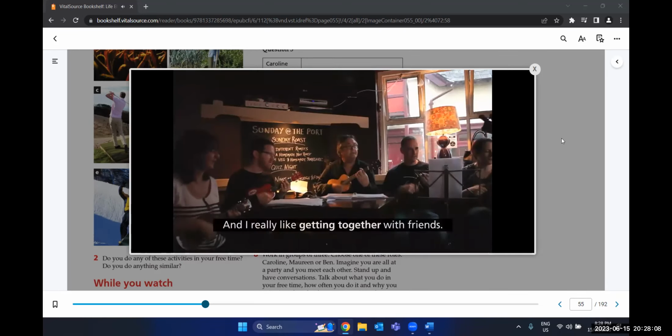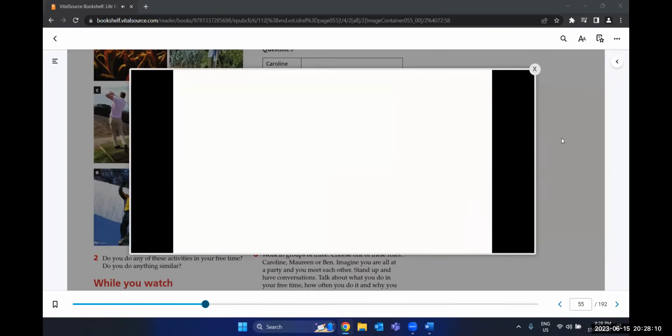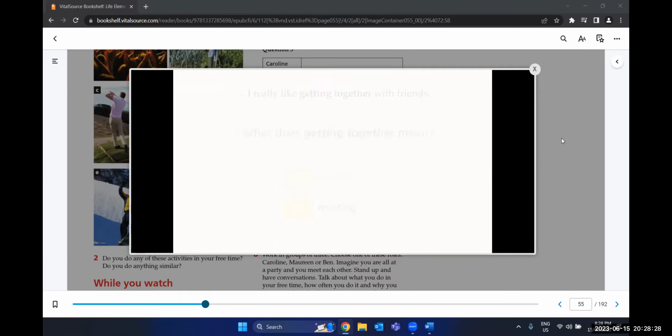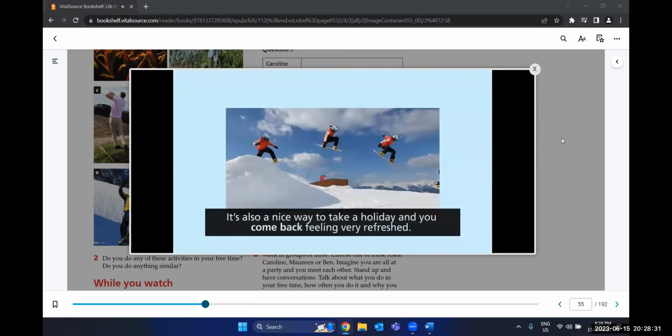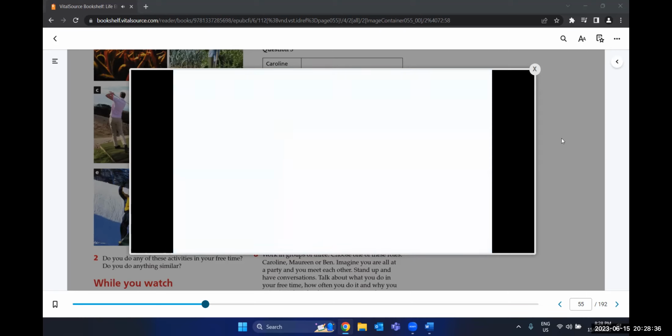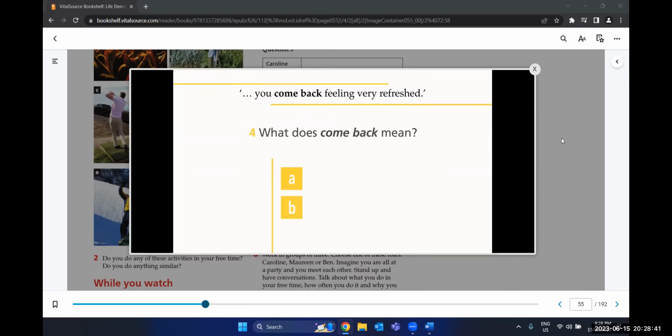I really like getting together with friends. Getting together. Meeting. When you get together, you come together, you meet. It's also a nice way to see a holiday, and then you come back to the area. And to come back, return.